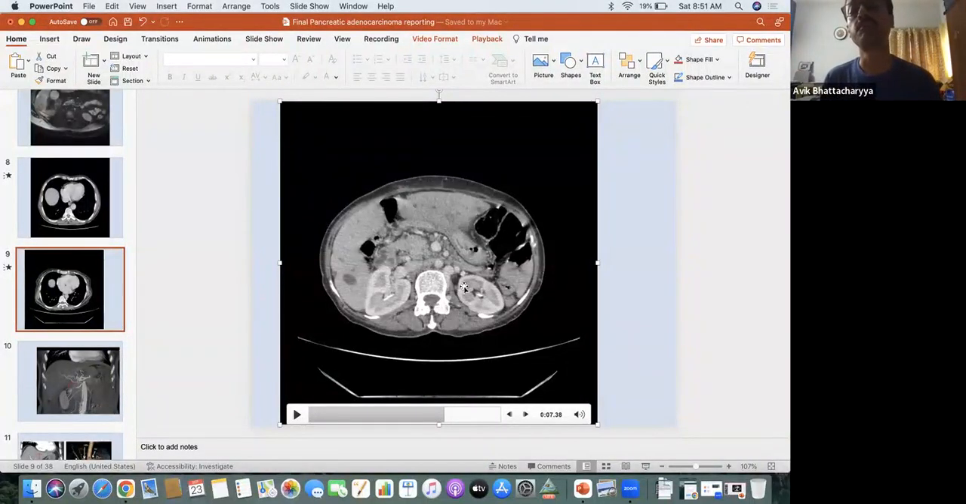This is because of the neurovascular spread of the tumor. We see the periarterial soft tissue sheath-like structures. Those again tell you it is inoperable disease. So those things are there.